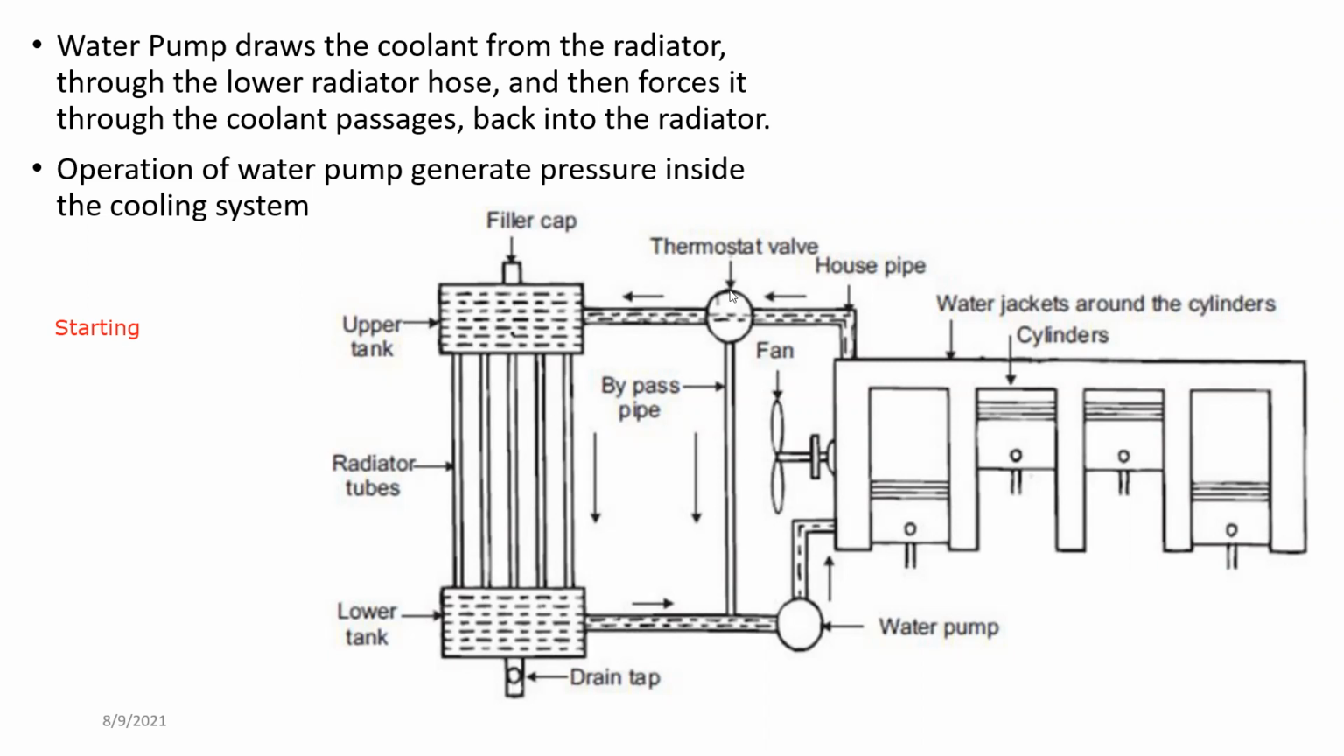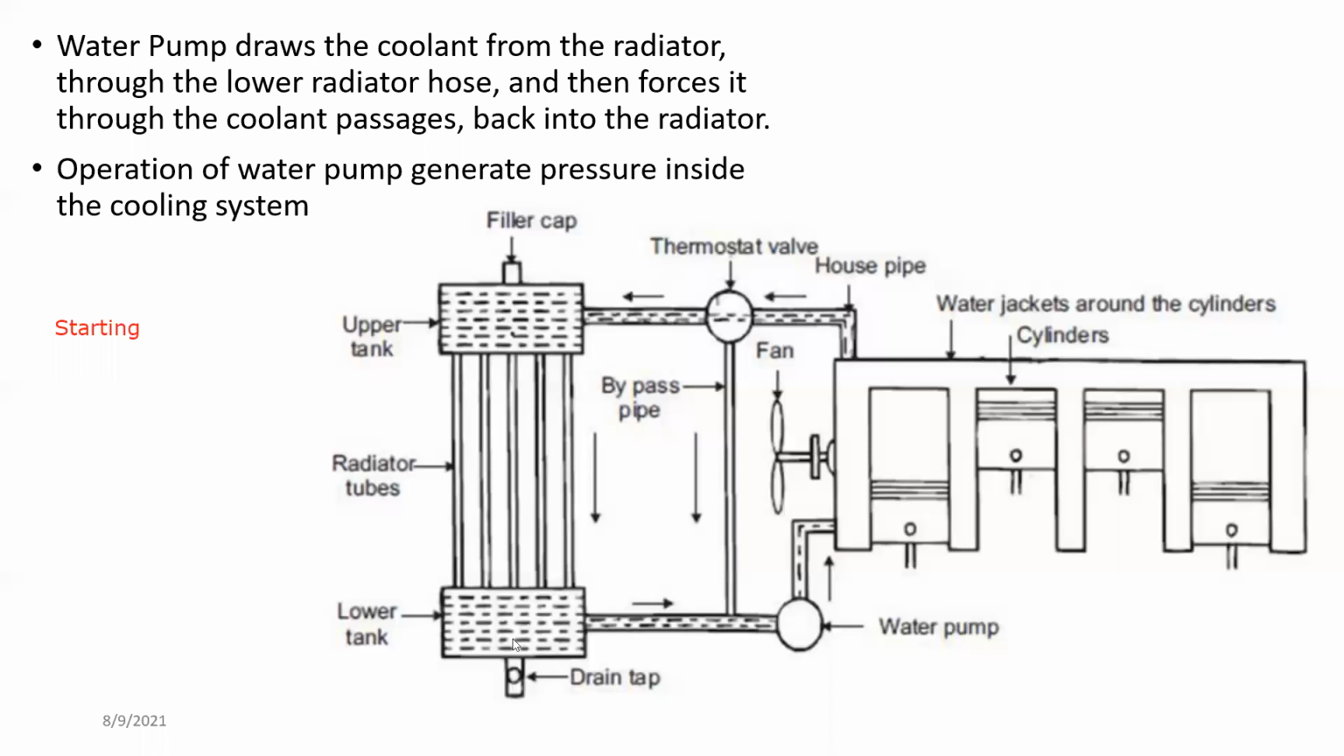And before it goes to the thermostat valve, you might have seen there's a bypass line here. The purpose of this is to keep water away, so that the water is not allowed to travel to the radiator until the engine gets up to operating temperature. So at starting, in the morning, the engine is not at operating temperature.